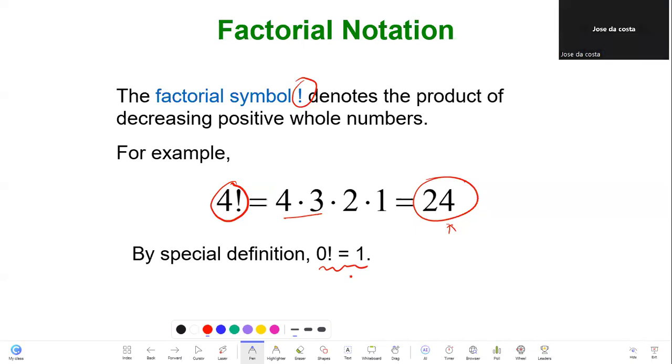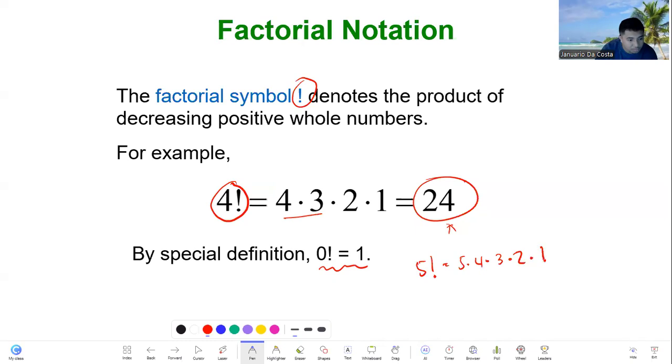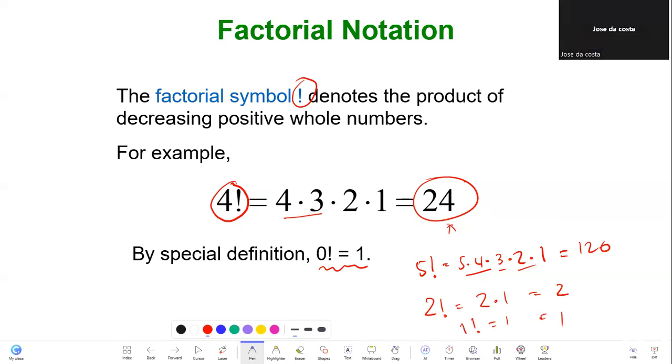Okay, so factorial simply means that if I write 5 factorial, that means 5 times 4 times 3 times 2 times 1, which equals 120. If I write 2 factorial, it means 2 times 1, which is simply 2. If I write 1 factorial, it's simply just 1. Okay, do you understand factorials now? Yes, teacher.